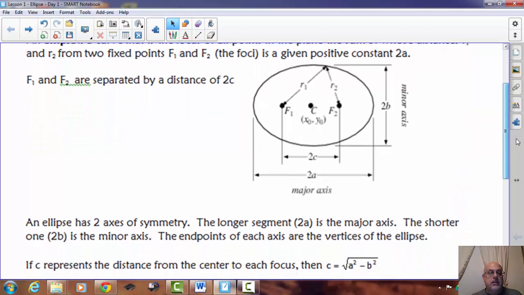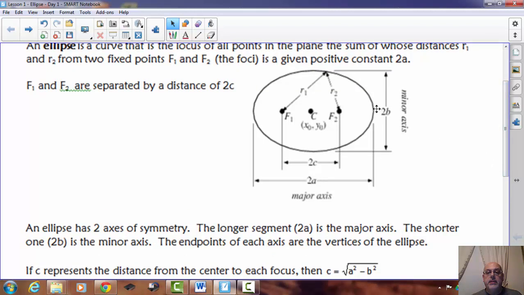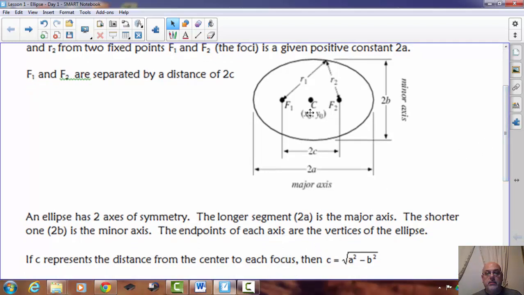So there are two axes of symmetry. The axis of symmetry would be the distance left to right, right through the center. Oh, C, by the way, stands for center. Okay. And the other axis of symmetry is the vertical one going up and down through the center. The distance from the center to each focus is c. And they're equidistant. So the distance from center to focus 2 is the same as the distance from center to focus 1. And we'll see that mathematically.